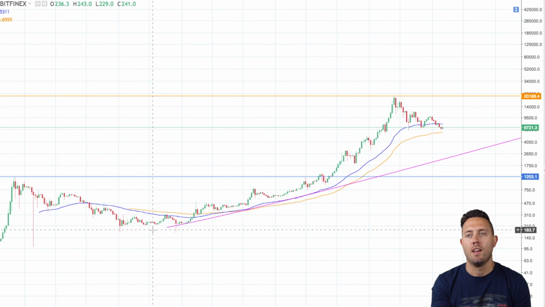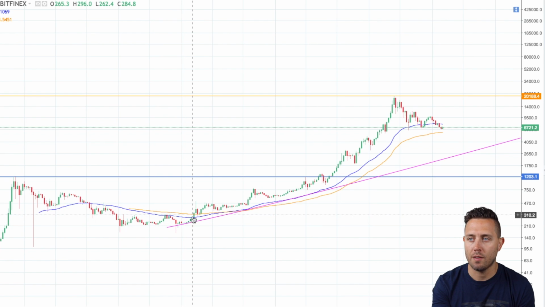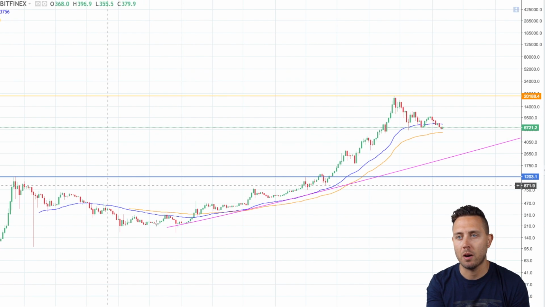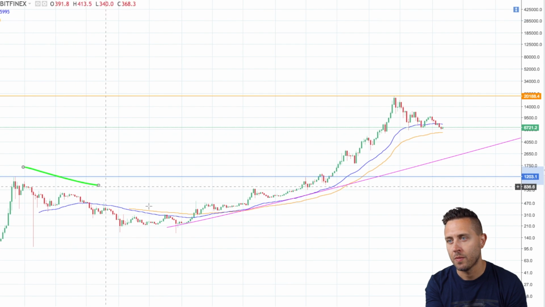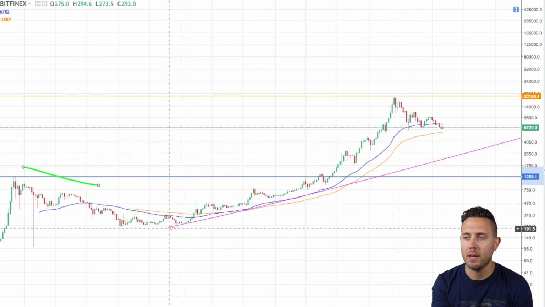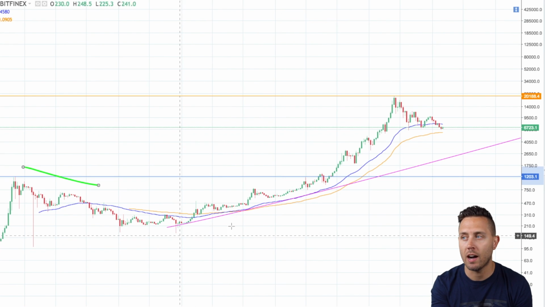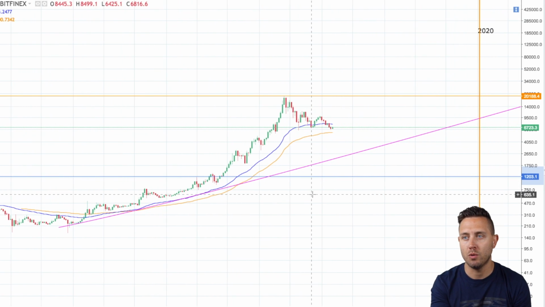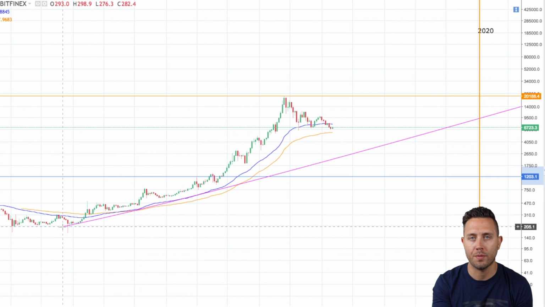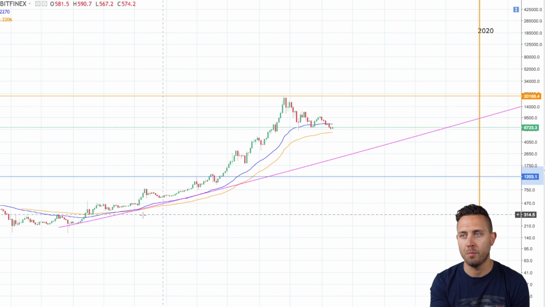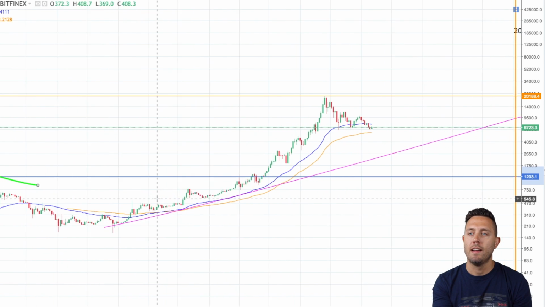Now, I want to point out a couple things. First off, you can see at the end of this last bear market that we had, this pink line I drew is basically a general trend line since Bitcoin started moving up. It's not a perfect trend line, but it's a pretty clear picture of the trend of Bitcoin.